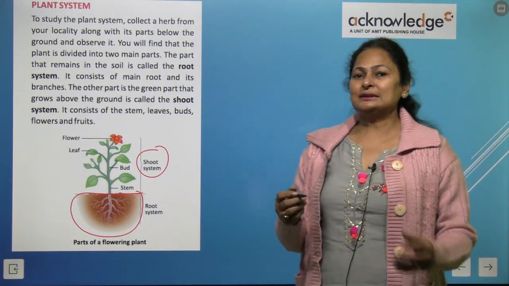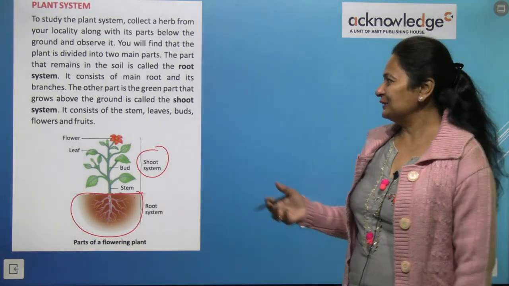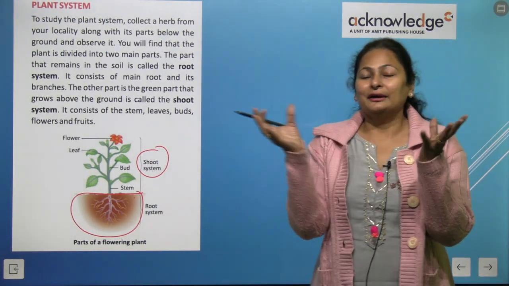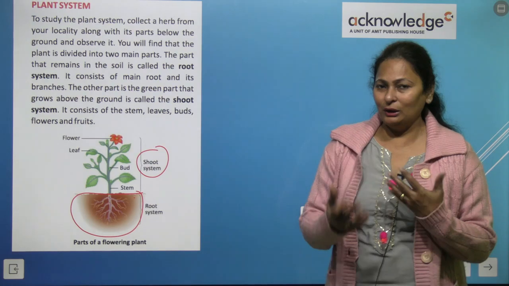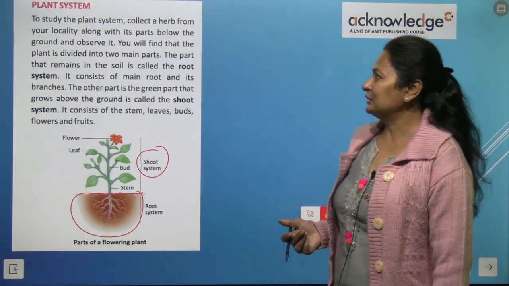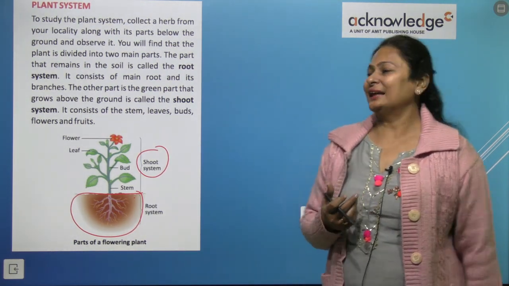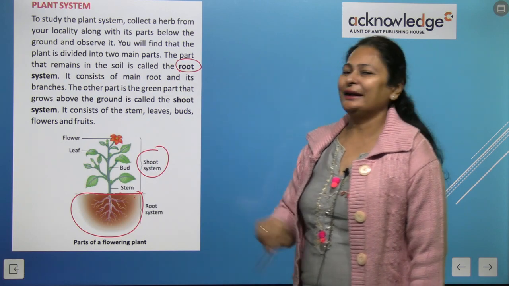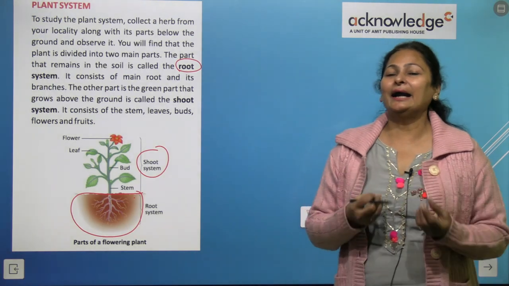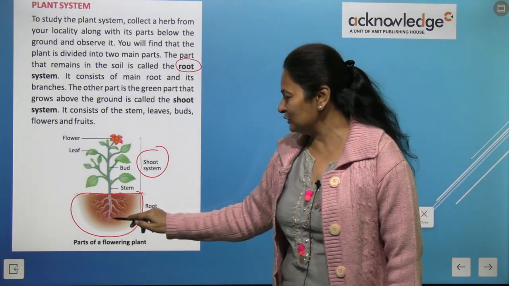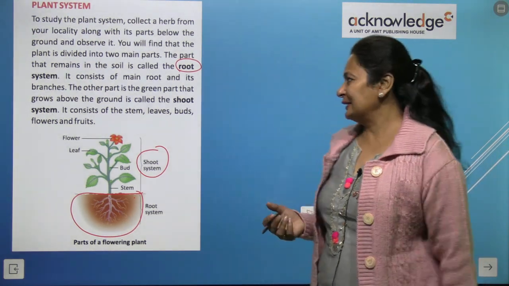Alright. So the root system, as we know, roots grow below the ground. So it consists of what? So many roots there, and you all know the function of roots, right? We will also discuss the functions, right? So the main part of the plant that remains in the soil, it is called what? It is called root. It consists of the main root and its branches, right? You can see it is not a single root. Many smaller roots are arising from it, right?